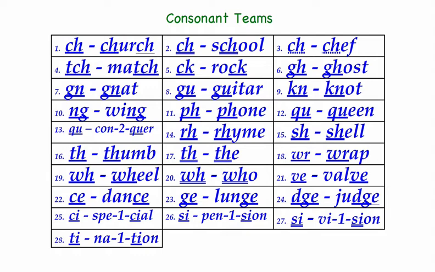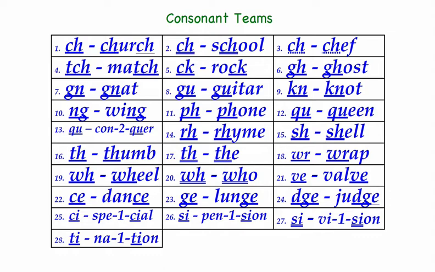VE is a team when E's only job is to prevent the V from being the last letter in the word. English words do not end in the letter V. VE represents the V sound, v, as in valve. CE is a team when E's only function is to cause the C to represent its second sound. CE represents the sound s, as in dance. GE is a team when the E's only job is for the G to represent its second sound. GE represents the sound j, as in lunge.